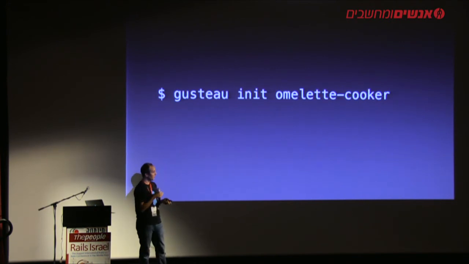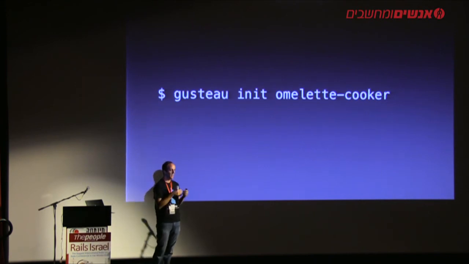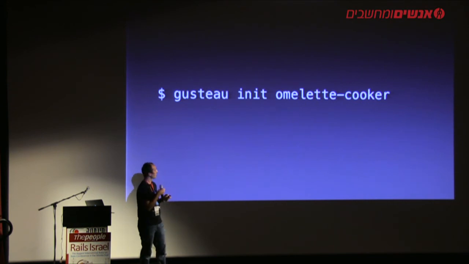so we can say gusteau init omelette cooker, and that'll set up a directory with subdirectories that'll be useful, and some files like Berks files. So we'll set up everything so that you can go into the directory and create what the maker of Gusteau wants you to create very simply and quickly.